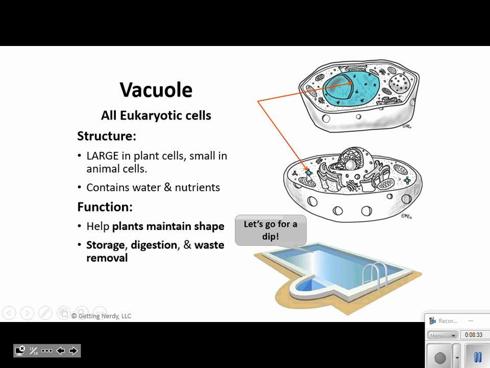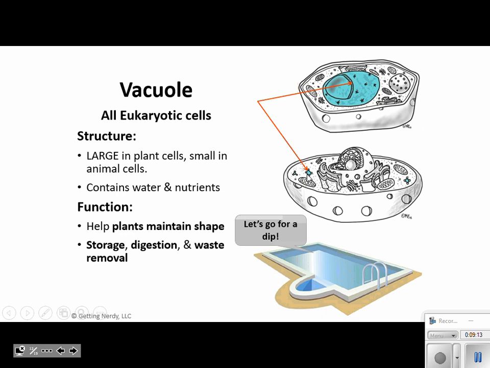Now, the vacuoles contain water and nutrients. Obviously, with that plant cell, the vacuole helps it maintain shape. And we'll talk about how that happens when we discuss diffusion. That's after the cell will go into cell processes. So we'll talk about how this vacuole helps maintain the shape with the plant cell.